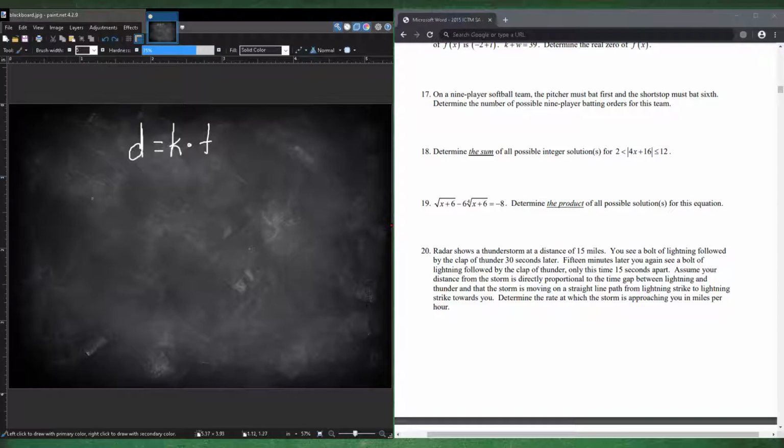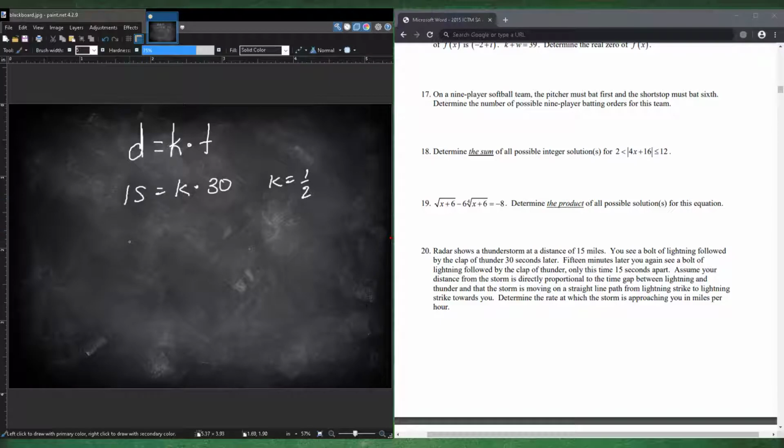So we know that initially it was at a distance of 15 miles. So at 15 miles, k, which is our constant, and the time between the lightning and the thunder, which is the t, for that one was 30 seconds. That means our k is equal to 1/2. Okay, we know that now.